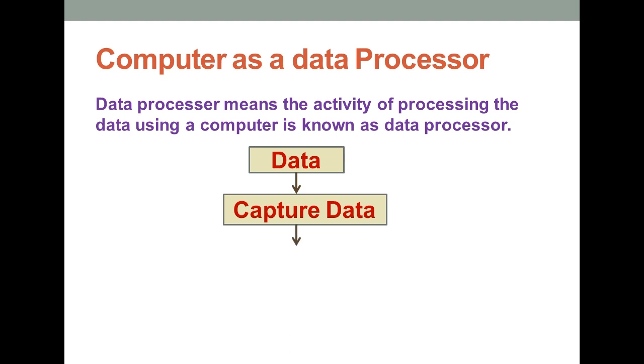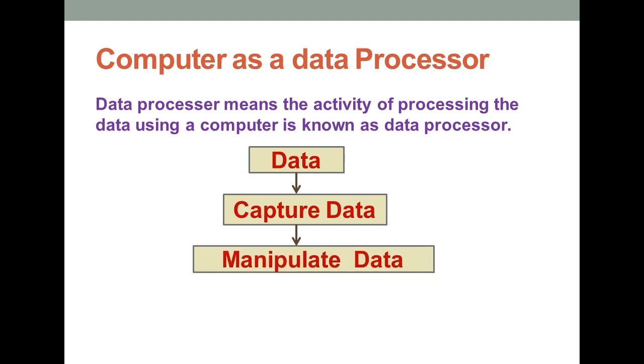After capturing this data, you have to give it to the computer for manipulation purposes. After the manipulation, meaning after the processing of this data, the output will be generated, and the output is displayed with the help of a monitor. You can check your output with the help of a monitor. For example, if you have given the data like 12 plus 12, then you will get 24. So 24 is the output for that data. 24 is the addition of 12 plus 12.